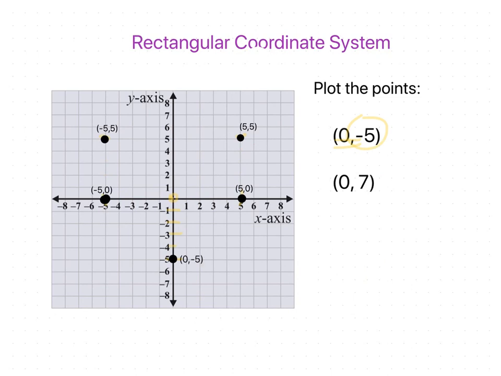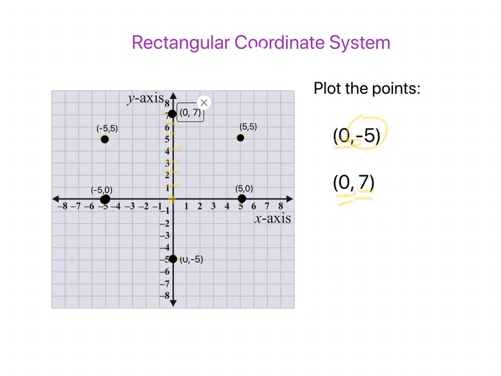All right, now this is really the last one. Let's plot the point 0, 7. Again, if I start at the origin, my x-coordinate is left to right movement. It's telling me to go nowhere left, nowhere right. So it's saying stay put. And then go to the y-coordinate. +7 means just to go up 7. 1, 2, 3, 4, 5, 6, 7. And there's your point. Let's label it. And there you have it.